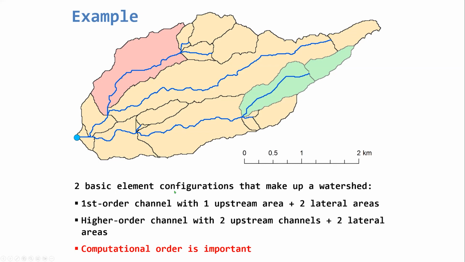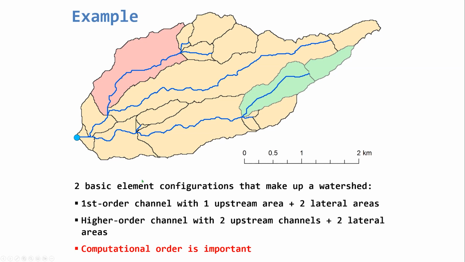So again, there are two basic elements or configurations that make up a watershed. We have the first order channel with one upstream area plus two lateral areas. And you basically see that at the end of any first order channel. Here's your upstream area and your two laterals. And then we have higher order channels with two streams joining and two lateral areas. And that's what you see here in the pink area. You have two first order channels that are going into the upstream part or link of the second order channel.